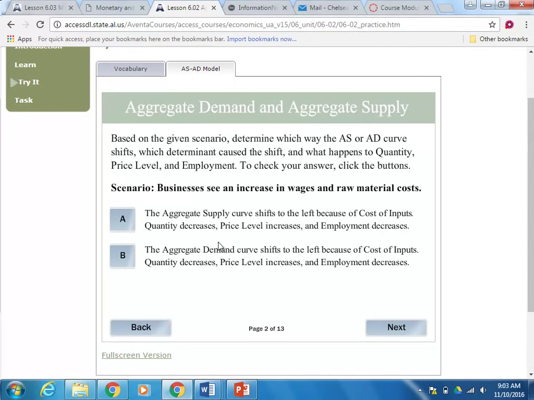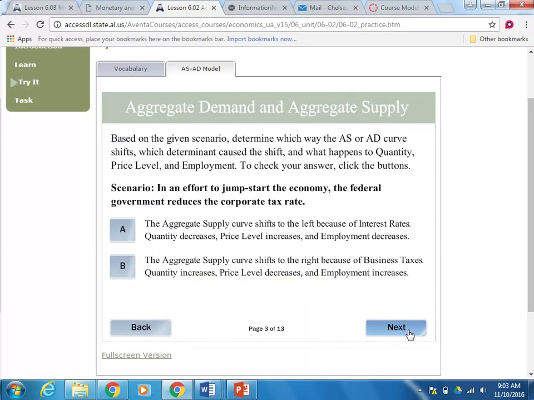And then what's going to happen? If it shifts to the left, if it decreases, remember your output, your quantity is also going to decrease. These both say exactly the same thing. Your price level is going to increase and the employment is going to decrease. The answer is A. They both say the same thing. Shout out to Access for doing that.